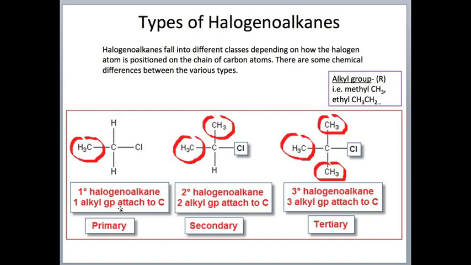So here we have a primary halogenoalkane, and it's primary because the halogen group is attached to the carbon which is only carrying one methyl group, therefore it's primary. A secondary halogenoalkane is when the halogen atom is attached to a carbon which is also carrying two alkyl groups, so in this case two methyl groups. And a tertiary halogenoalkane is when the carbon which carries the halogen is attached to three alkyl groups, in this case three methyl groups.